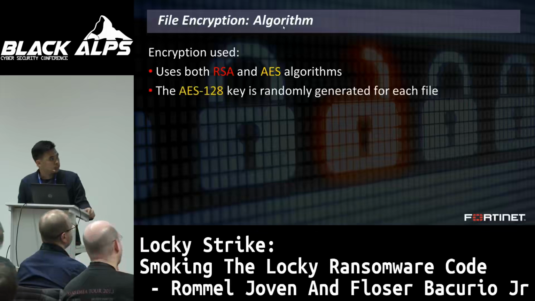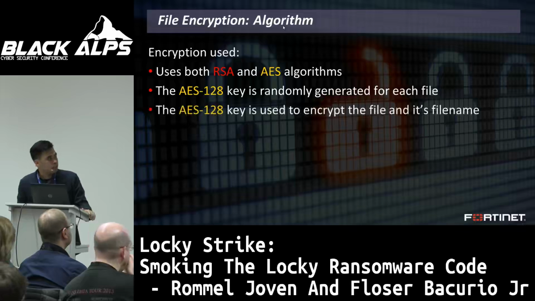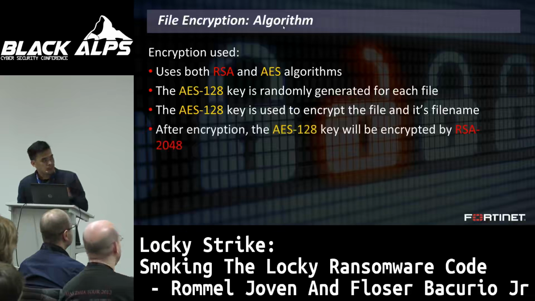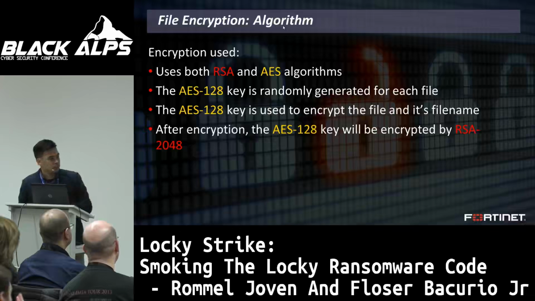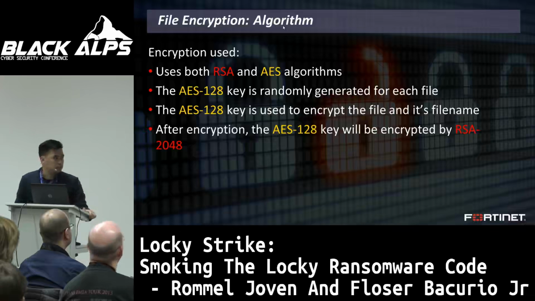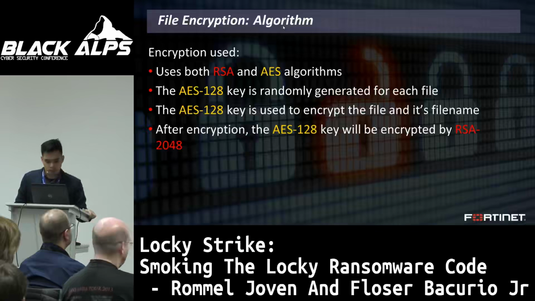So the AES 128 key is randomly generated for each file. This is not from the CNC, but locally from the infected computer. Then the AES 128 key is used to encrypt the file and its file name. So not only the file, but also the file name of the file is being encrypted. Then after encryption, the AES 128 key will now be encrypted by the RSA public key from the CNC, or if it's offline, then from the embedded RSA key from the configuration.